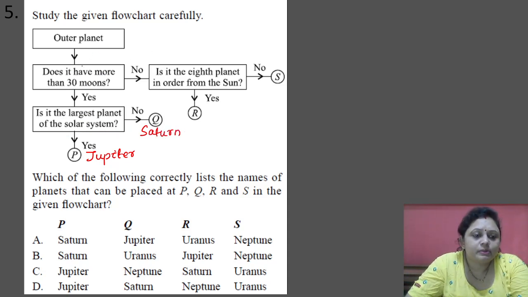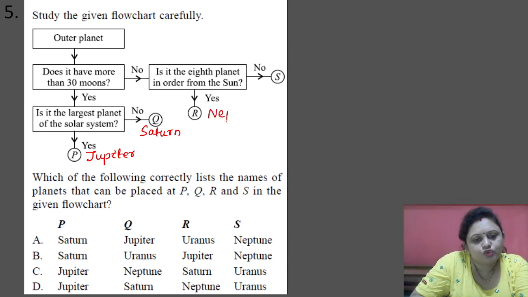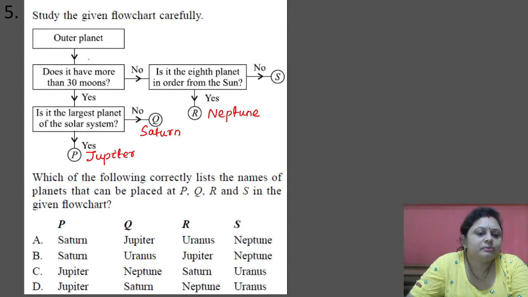Saturn. Then outer planet, does it have more than 30 moons? No. Is it the 8th planet in order from the sun? Yes. So it could be Neptune. Then outer planet, does it have more than 30 moons? No. Is it the 8th planet in order from the sun? No. So it could be anything.